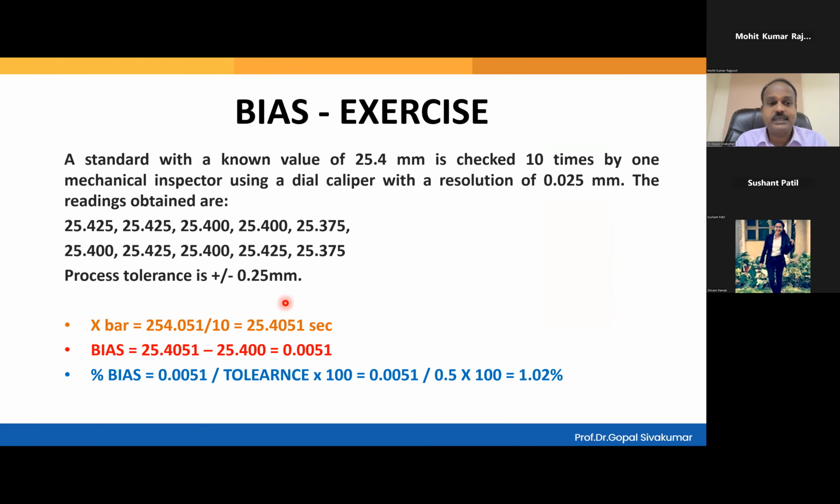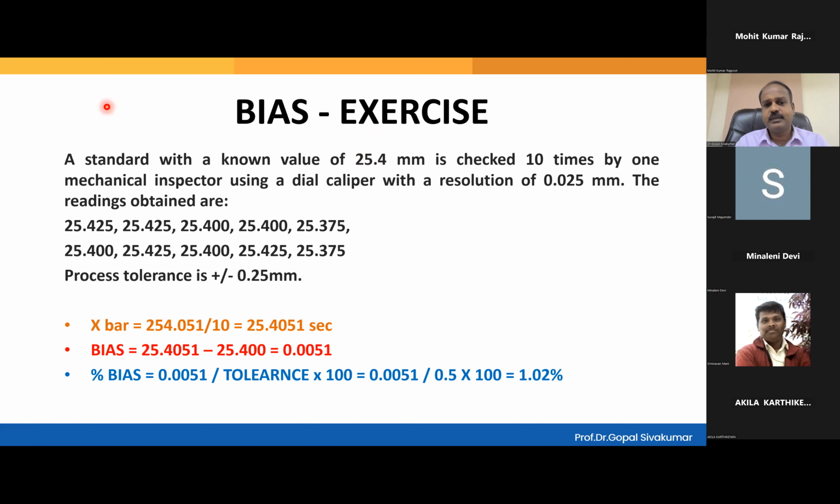MSA means studying the bias, and studying the repeatability and reproducibility. Studying the repeatability and reproducibility is commonly known as a gauge R&R study. See here, there is a true value of 25.4, which is known as the standard. This standard you have to measure 10 times, and you actually measured it 10 times. You see your readings. Now tell me, are your readings consistent or do you see some variation? Minor variation. Very good. It's really minor variation.